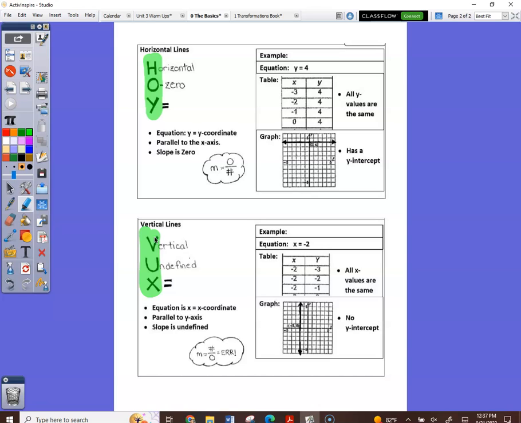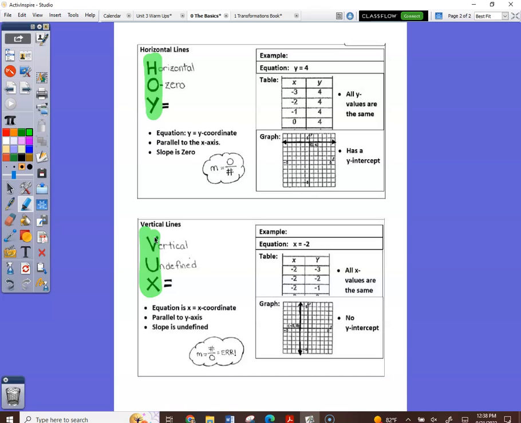Does anyone else need a highlighter? Anyone else? Anyone? I got you. Catch. Woo! I did it short. I'm sorry. That was a bad throw. Okay.